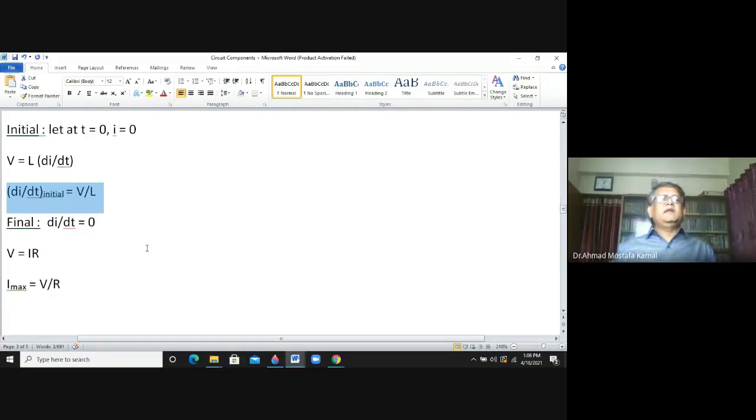Write down this equation and put the values already given. V is given, L is given, so put the values in di by dt initial. And what is the result? Very simple, you do not need to calculate with a calculator.